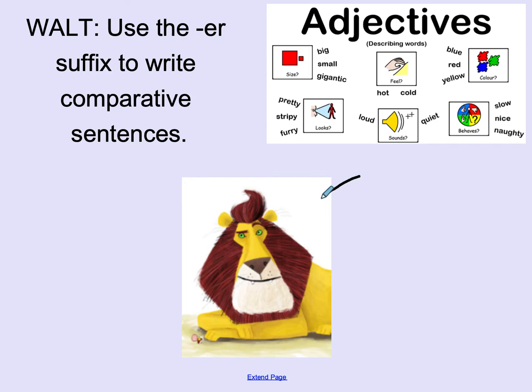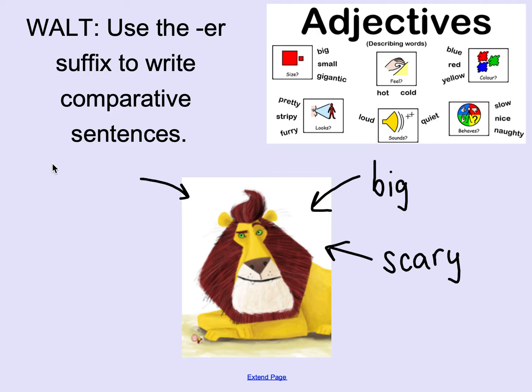What adjectives can I use to describe the lion? I think he's quite big, isn't he? He is. He's quite big. Is he quite scary? Oh, I think he's scary, definitely. What else can we say? I think when he runs, he is quite fast. Fast. Is he quite furry? Definitely we can say he's furry.